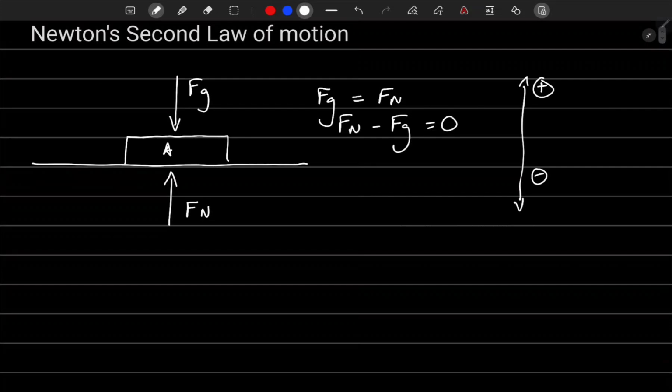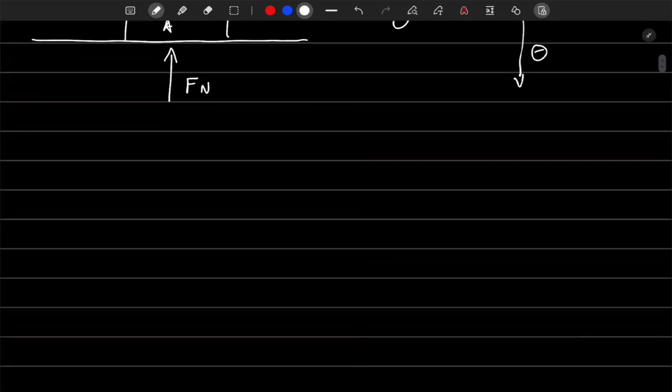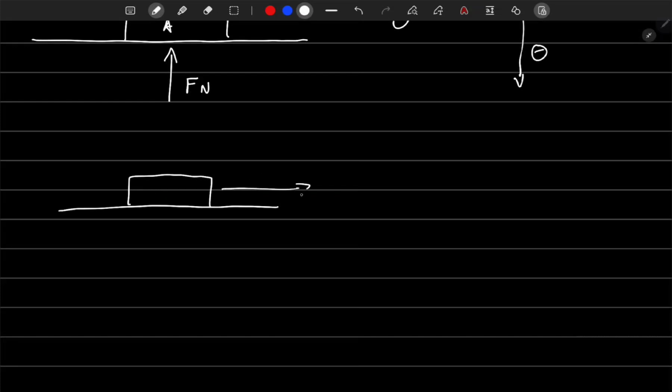What if this object was to start accelerating? If we had another object here, and this object happens to be moving to the right at some speed, there is a force that is causing this object to move to the right. We call that force the applied force, F of A. So this object still has the gravitational force, Fg, and the upward normal force, and now it has this applied force.